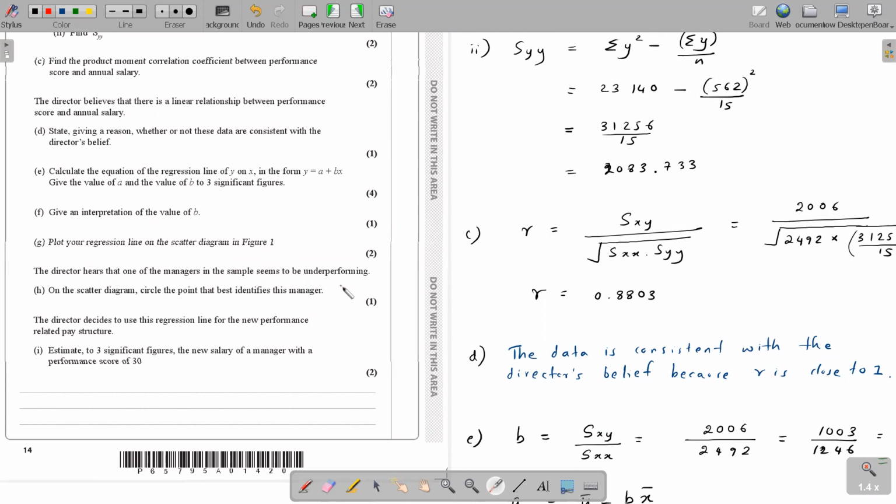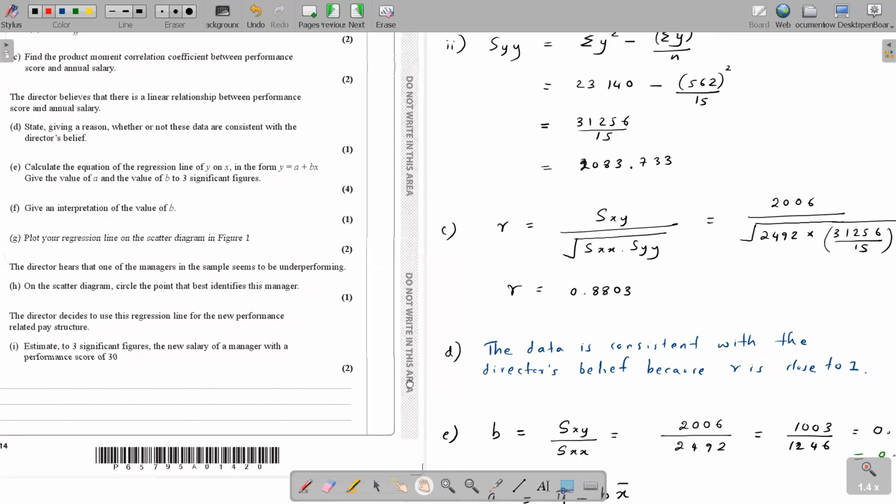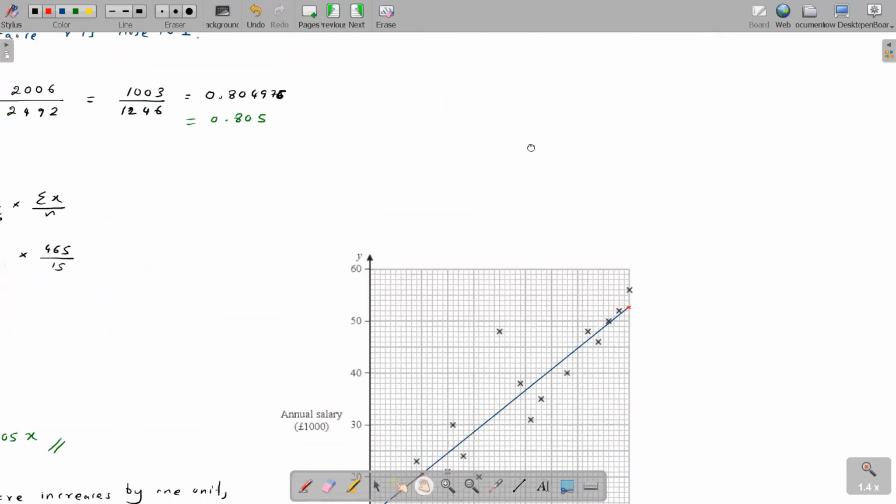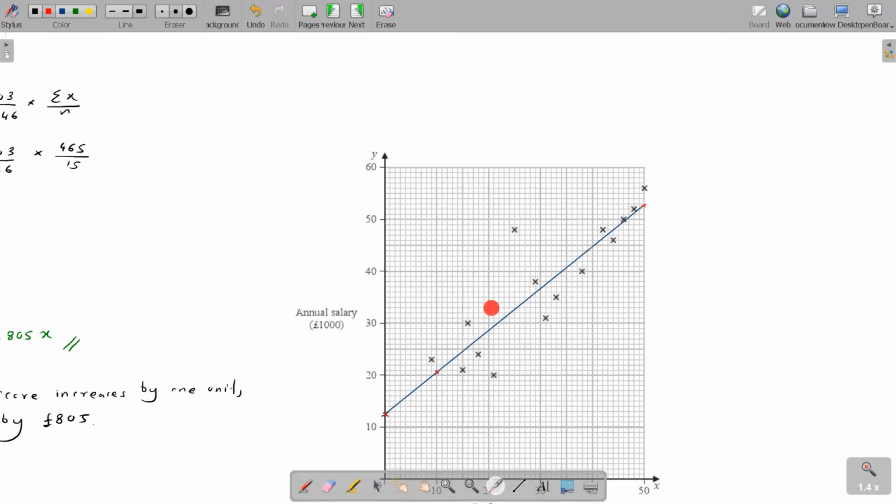Now here we have X, Y. X is the performance score. Y is the salary. So what do you mean by a person who underperforms with respect to the performance score and with respect to the salary? Yes, he has a low performance score and a high annual salary. The director says one of the managers in the sample seems to be underperforming. So when you look at this scatter diagram, do you see the person who is underperforming here?